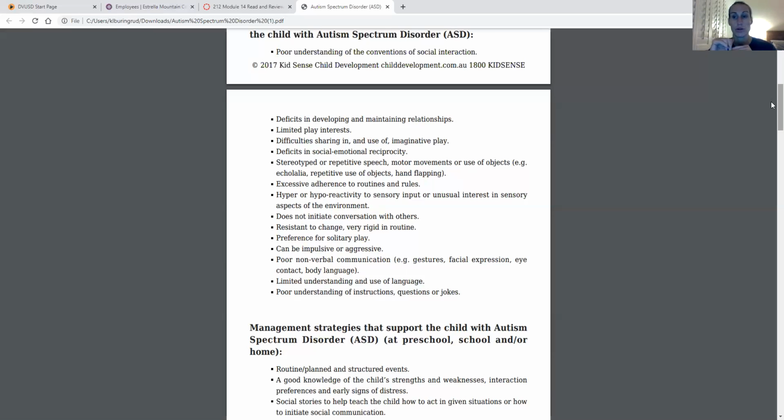Excessive adherence to routines and rules, so very rigid. Hyper or hypo, so they could be too much or not enough reactivity to sensory input, or an unusual interest in the sensory aspects of the environment. So sometimes they're interested in things in a non-typical manner. So that might look like having a weird obsession with the carpet or the floor or a light, a fan, something like that.